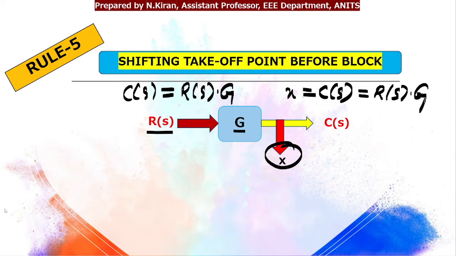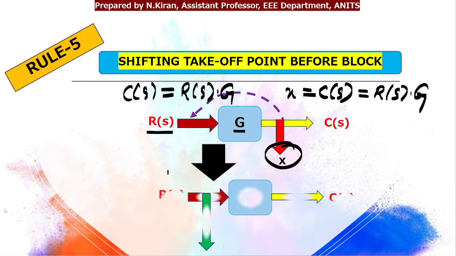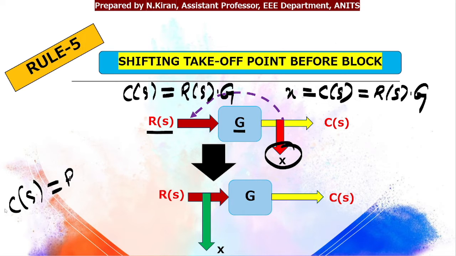Now my aim is to shift this takeoff point. Okay, so this takeoff point I need to shift before the block G. So I have shifted this takeoff point before G. So in this case, let me write the expression for C of S. C of S will be same, R of S into G. There is no change in C of S. I need to write the expression for X also. X is equal to, in this case, it is R of S.